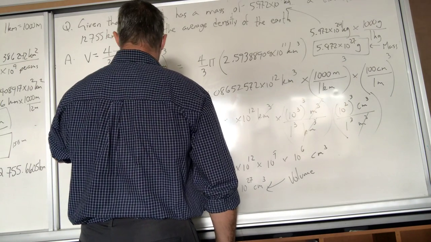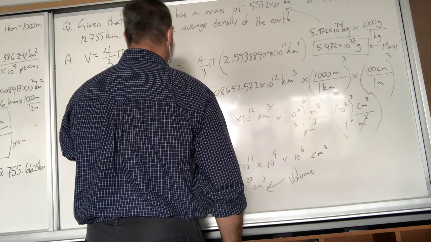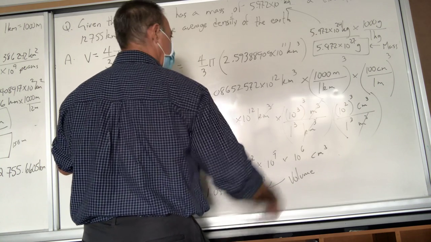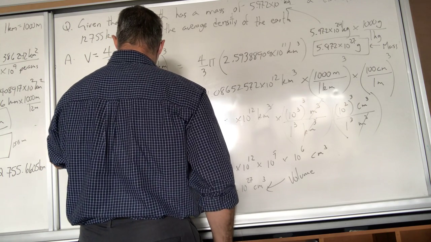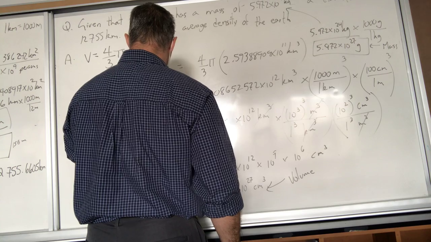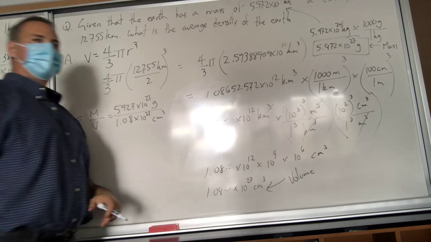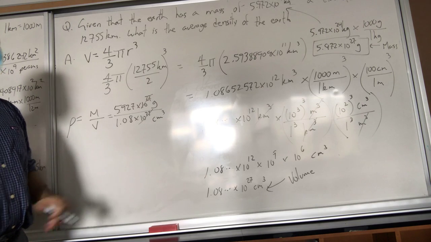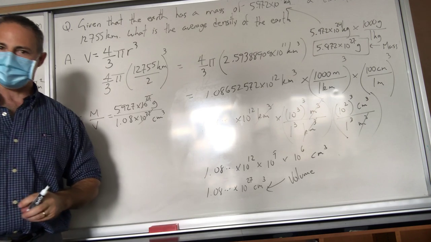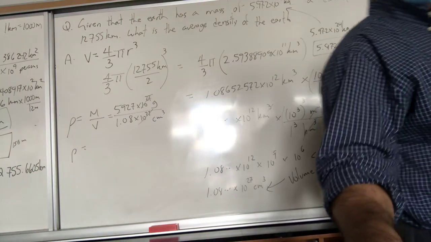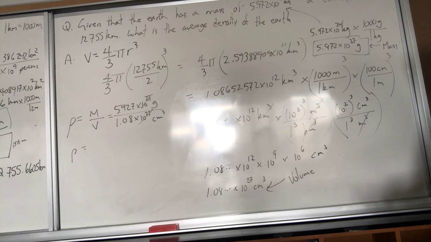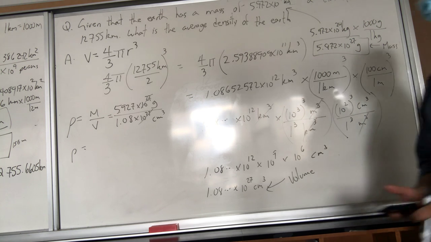So let's plug in the numbers. Here's the mass, 5.972 times 10 to the 27 grams. And here's the volume, 1.086 times 10 to the 27 centimeters cubed. Look at that, 10 to the 27 cancels. So the density of the Earth in grams per centimeter cubed is 5.972 divided by 1.086525. That gives you 5.45.